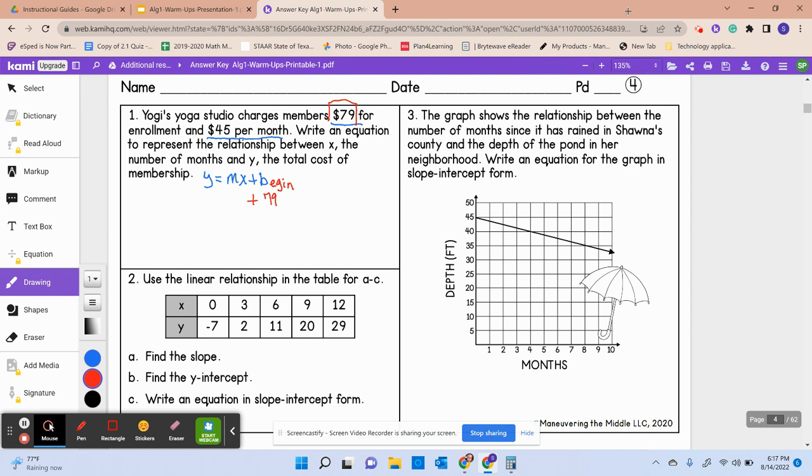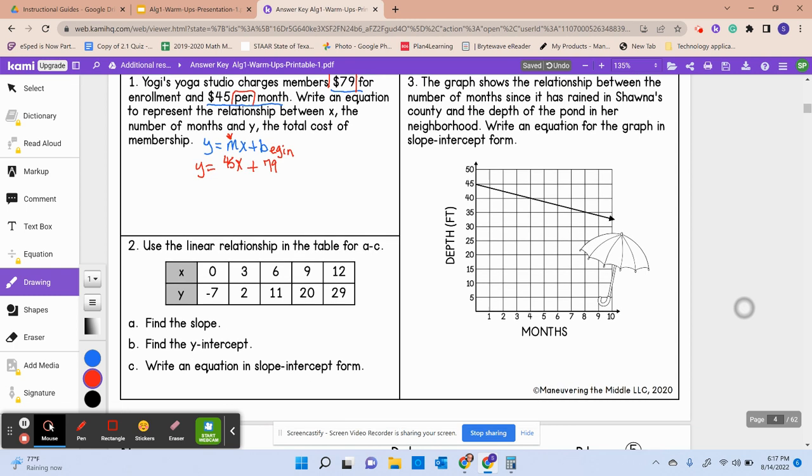After that, words that mean that you are multiplying or your m value are per, each, every, and. So then we know that this says per. That means that we need to go $45 times x. So y is equal to 45x plus 79. That's the equation for that one.